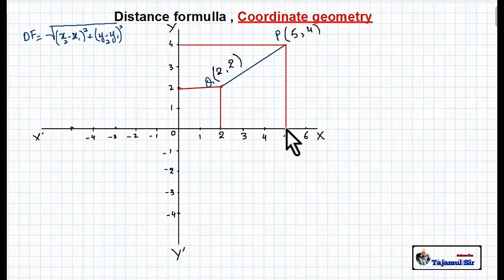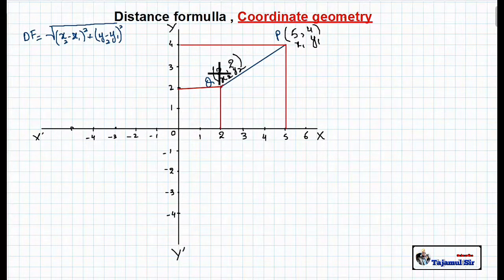5 means the x-axis coordinate, and 4 means the y-axis coordinate. I will name this 5 as x1, x1 means x-axis coordinate, and y as y1. I name these x1 and y1, meaning the x coordinate and y coordinate of point P. Similarly, I will name the coordinates of Q as x2 and y2.